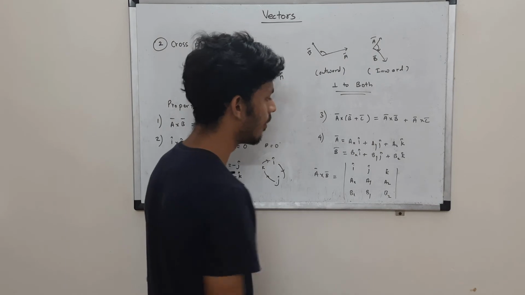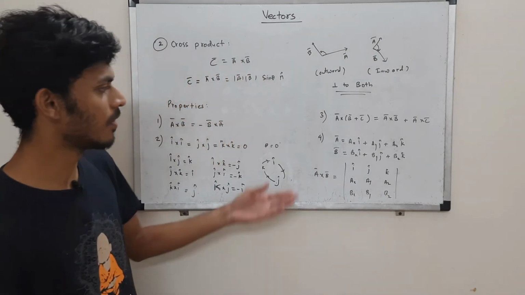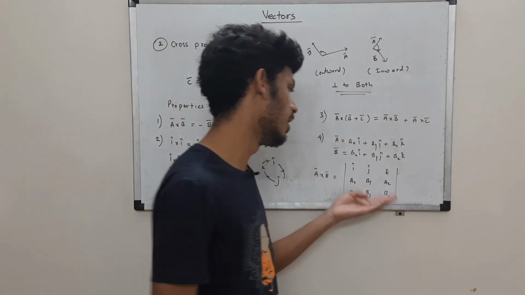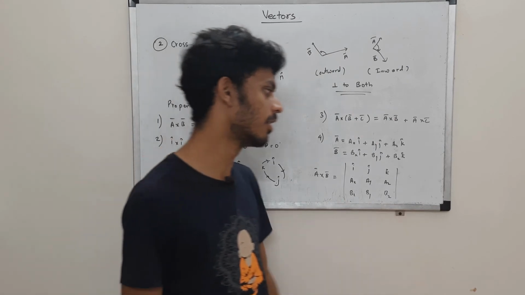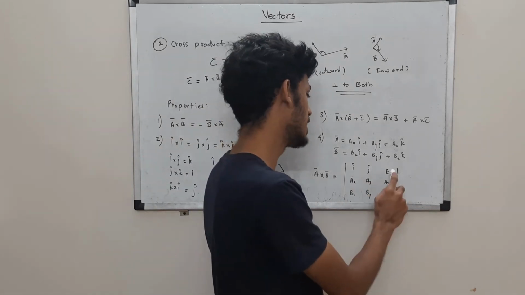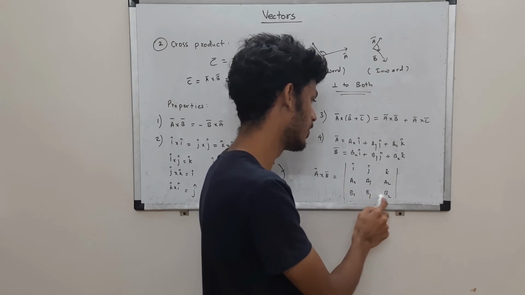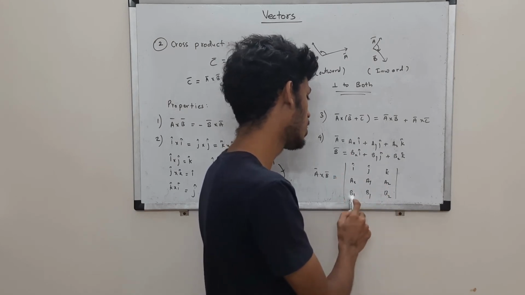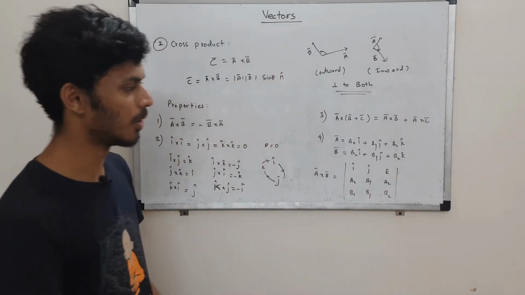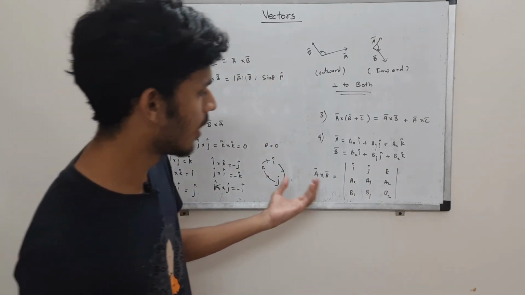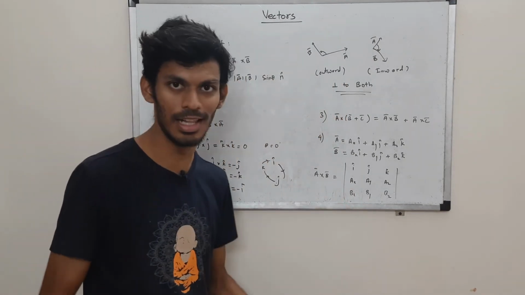If you have the vectors in component form, this is a problem that we are going to do next. If you have it in component form, you can easily obtain the cross product by taking the determinant. The first row should be I, J, K, and then you place the components Ax, Ay, Az, Bx, By, Bz. Components of vector A, components of vector B. These are scalars, and these are the vector components. This will give you A cross B. We'll solve a problem on this and we'll end the class.